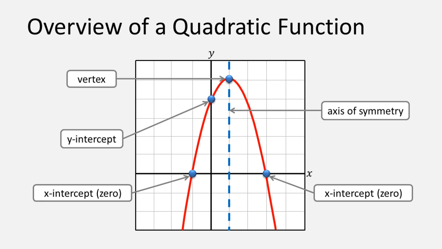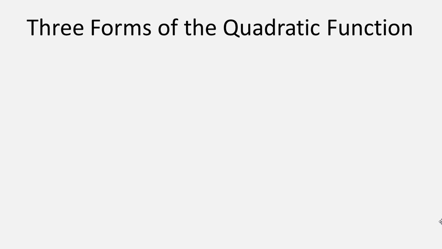But remember, a quadratic may have 0, 1, or 2 zeros. When two zeros do occur, they are always located at equal distances from the axis of symmetry. Therefore, if you know the location of the axis of symmetry and one zero, you can always find the other.